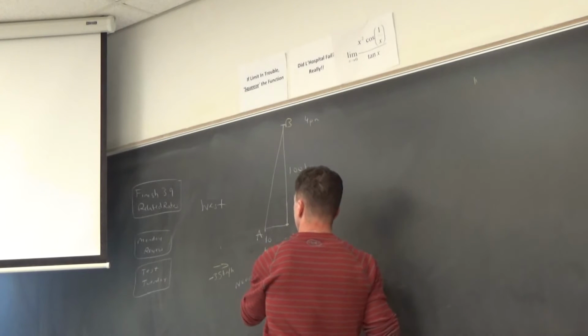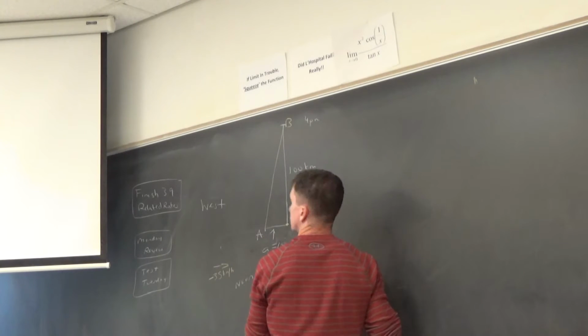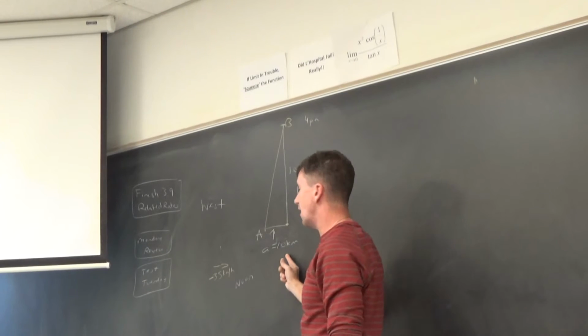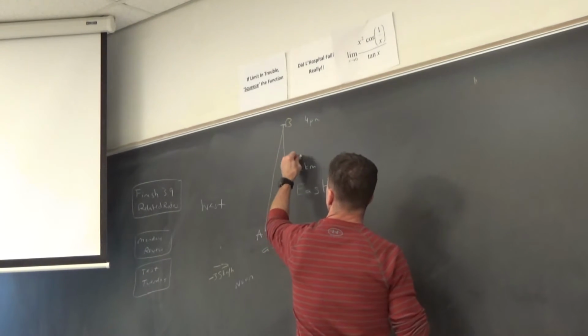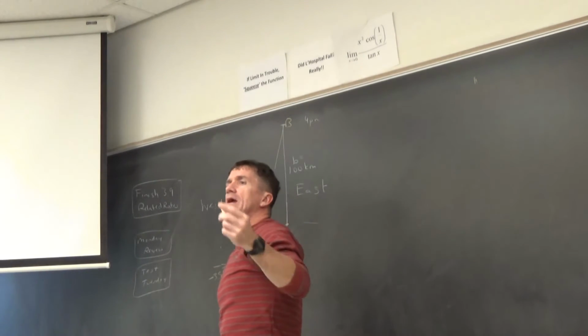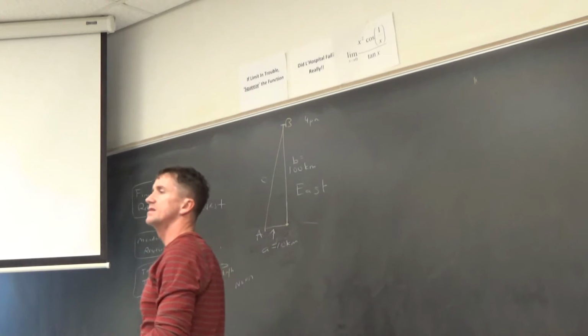So, right here, everyone, what is the length of that side right there? A is 10, right? 10 kilometers. Not 10 kilometers per hour, A is 10 kilometers. What's B equal to? 100 kilometers. I am now stuck. They didn't give me the length of C.